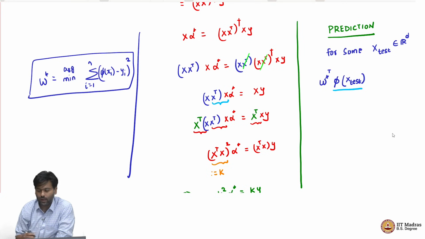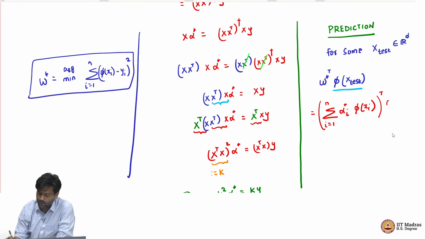Well, that's what our alphas will help us do. This is by virtue of the fact that W star is just the sum over i equals 1 to n of alpha star i phi of xi. That's what it means to say W star is a linear combination of data points in high dimension. Now, this transposed with phi of x test is our prediction. But this can be gotten as the sum over i equals 1 to n of alpha i star times the kernel evaluated at xi comma x test.